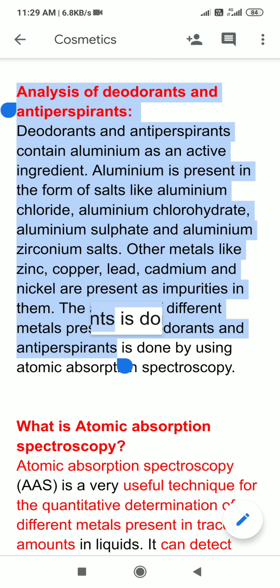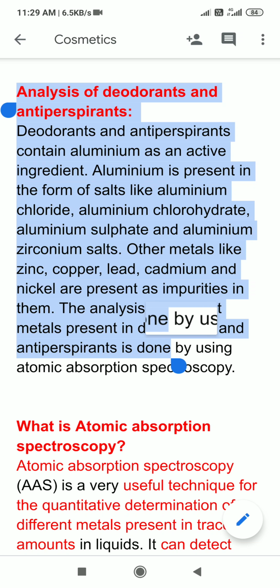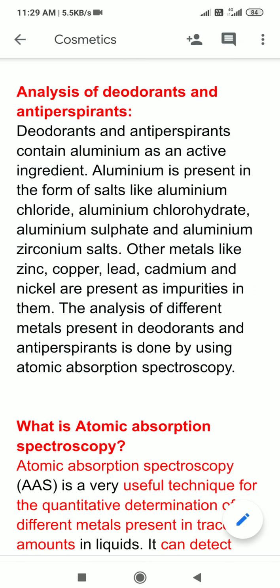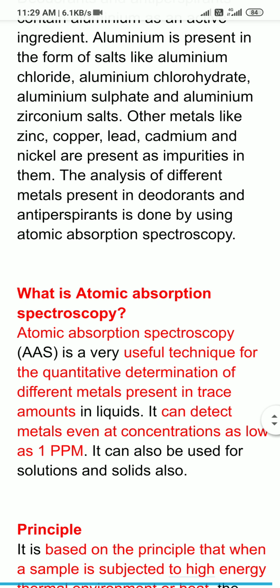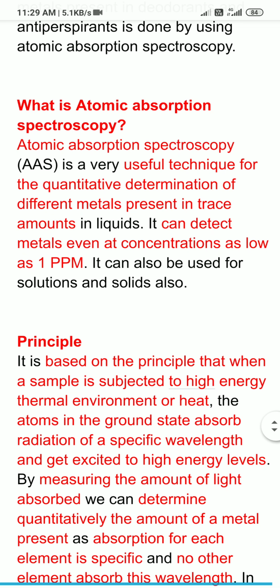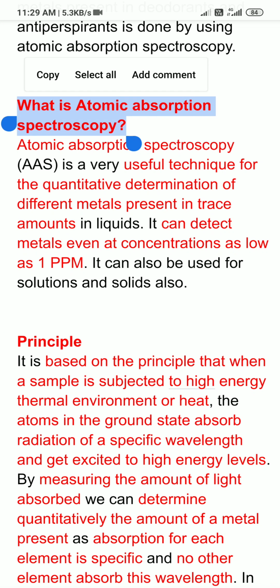Now, for the analysis of deodorants and antiperspirants, we use a technique which is known as atomic absorption spectroscopy. So before studying the analysis of individual elements by atomic absorption spectroscopy, today I am first introducing you to the new technique, atomic absorption spectroscopy. As the name suggests, atomic absorption spectroscopy.